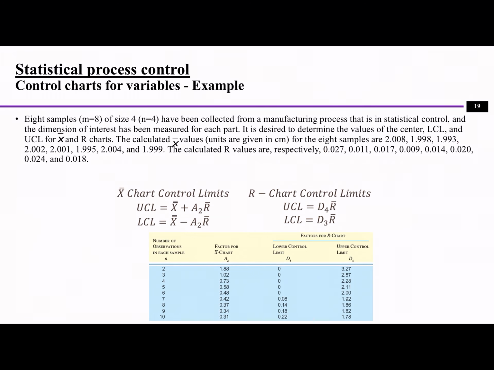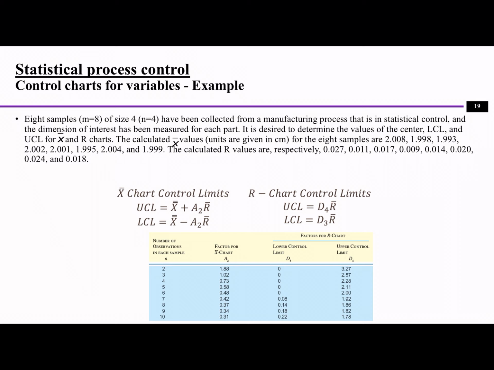Now let's look at this example. It says 8 samples of size 4 have been collected from a manufacturing process that is in statistical control, and the dimension of interest has been measured for each part. It means 8 samples, and each sample has 4 observations. It is desired to determine the values of the center line, lower control limit, and upper control limit for X bar and R charts.